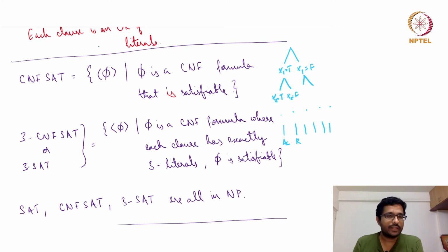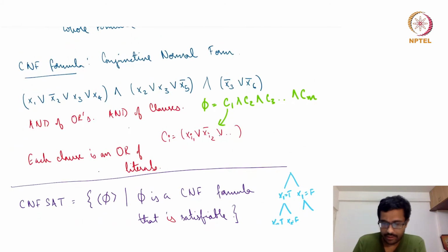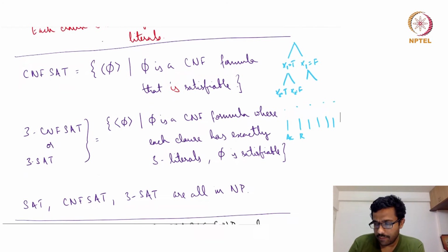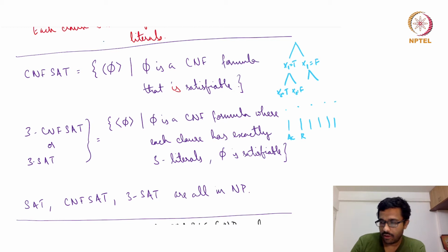So once I tell you x1 is true, x2 is false, etc., like in this formula, for instance, x1 is true, x2 is false, x3 is true, then it is very easy to evaluate whether for this assignment this formula evaluates to true. So the non-deterministic part guesses all the possible assignments, and if any assignment makes this formula true, then you will find it in the 2 power n choices.